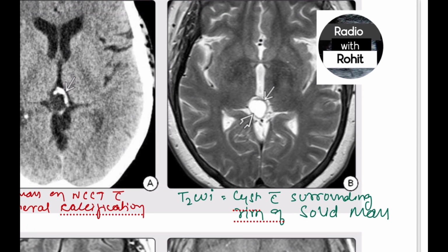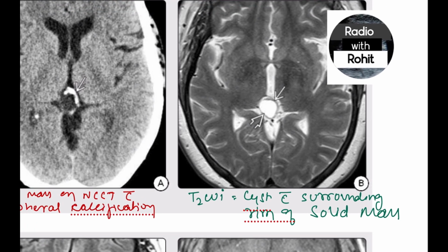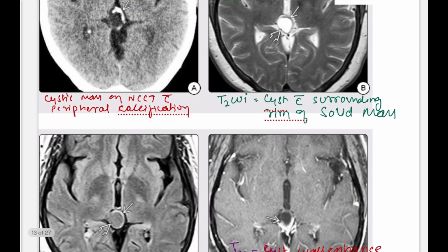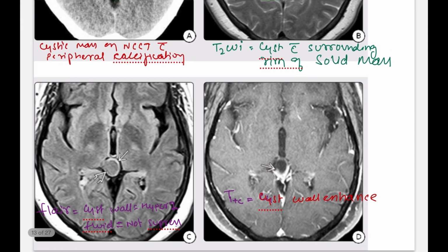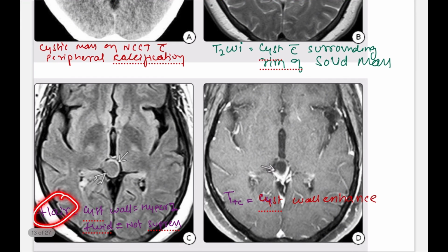Let's discuss the T2 weighted image of this patient. So this is CSF density with the peripheral hypointense solid mass. So cyst with the surrounding rim of the solid mass is the pineocytoma. Same patient on the FLAIR. Now here the CSF density is somewhat hypointense, while on the FLAIR there is no suppression of the complete fluid, and the cyst wall is hyperintense. So on FLAIR imaging, there is a peripheral hyperintense solid mass with improper suppression of the fluid inside the mass. So this is the pineocytoma.